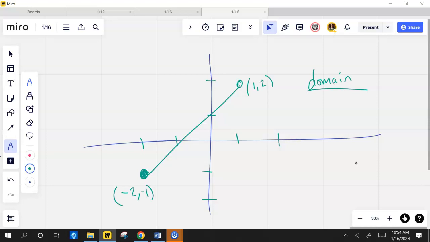-2. So I'm looking at X's. Can it be -2? Yep, because it's a solid dot, right? So since it can be, I need to do a what? Close bracket. And then it goes until what? 1. Can it be 1? No. It's open, right? That's okay. Bracket or parenthesis on 1? Parenthesis.